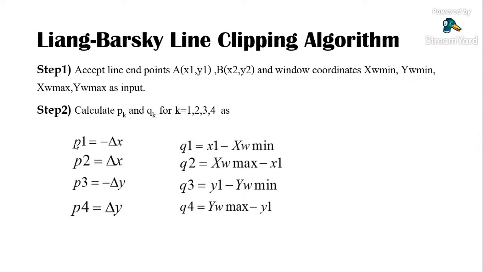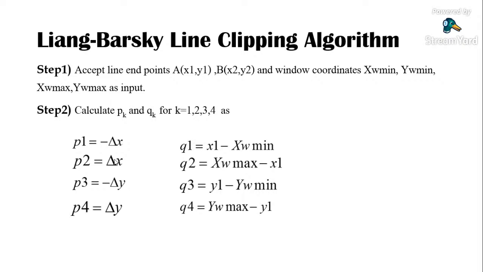Now in the Liang-Barsky algorithm, step number 1 is to accept the line endpoints a, x1, y1, b, x2, y2 and the window coordinates xw minimum, yw minimum, xw max, yw max as input. So this is the first step in general: first of all you have to accept the inputs. Which are the inputs? The line endpoints x1, y1, x2, y2, and the window coordinates xw minimum, yw minimum, xw max, yw max.